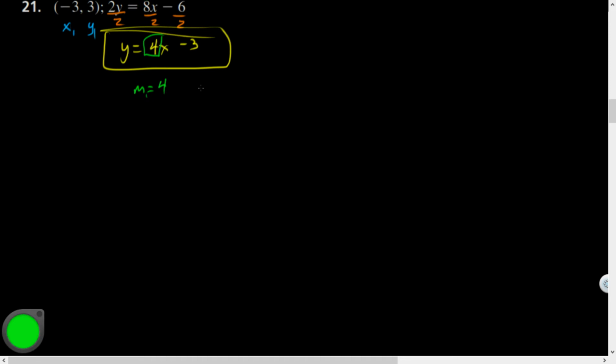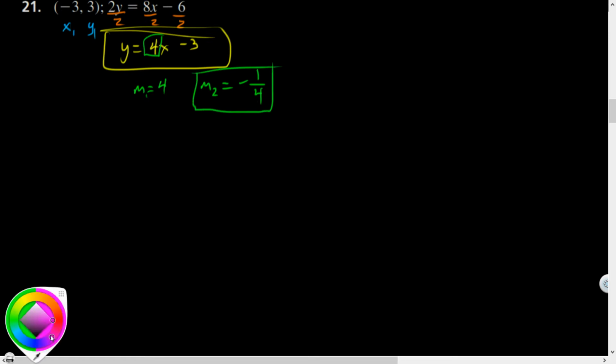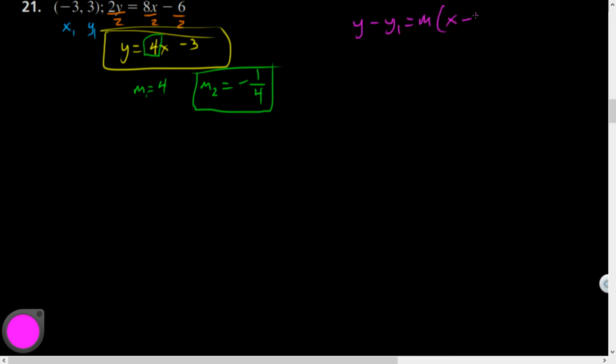So if their slope is 4, what is our slope going to be? It'll be the reciprocal of that, which is 1/4, and opposite, so -1/4. And instead of using slope-intercept form this time, let's try point-slope form. Either of these strategies work, so I might as well show you both. So let's plug in our point. We'll plug in our slope and see what happens.